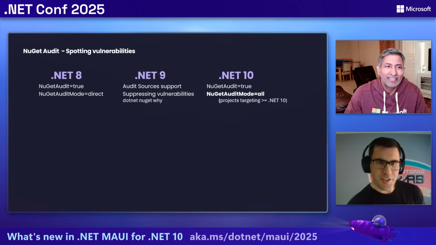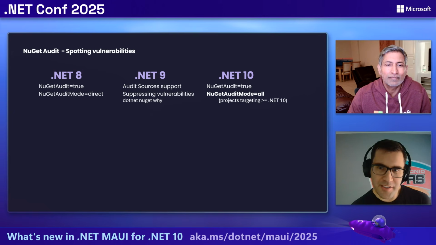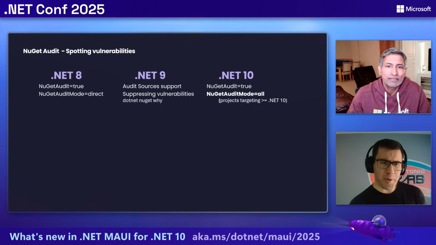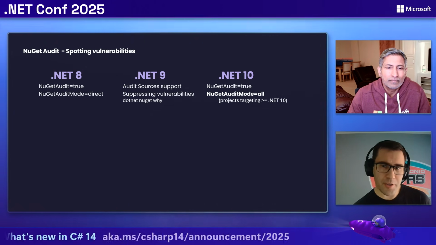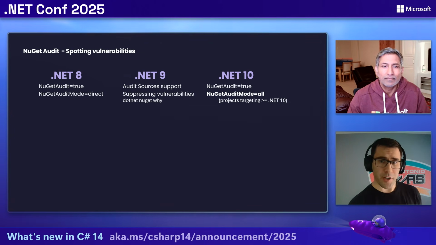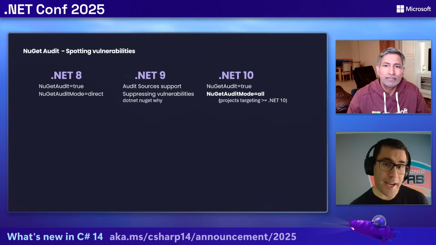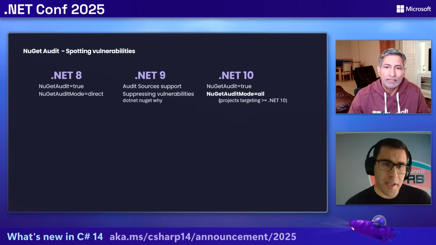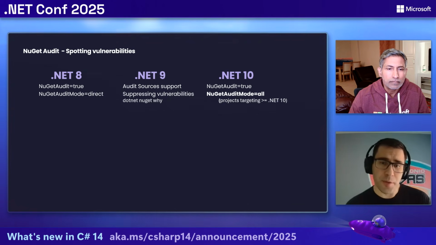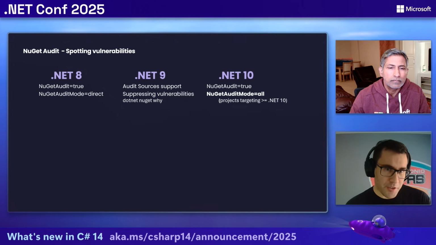Thanks, Sean. So today I want to talk to you about the latest improvements in NuGet Audit. Let's start with a bit of history. In .NET 8, we introduced vulnerability auditing at restore time, which would raise warnings for vulnerabilities in direct packages in all package reference projects. Since then, we've been hard at work making additional improvements, like we've shipped features such as audit sources, vulnerability suppressions, and dotnet why.